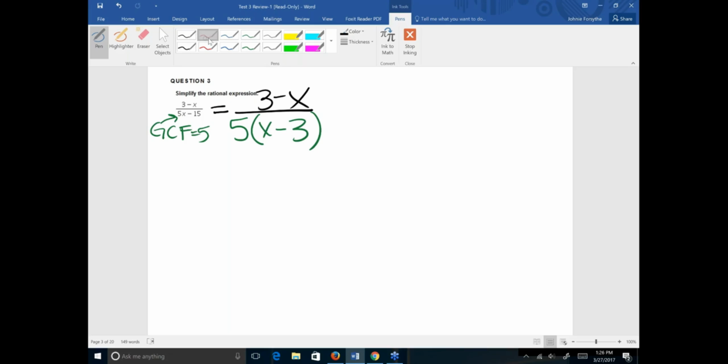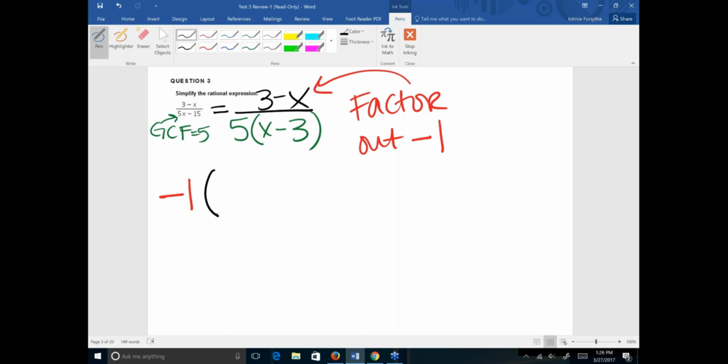So in this situation, we want to factor out negative 1 from the top, okay? Or just a negative, either way. So let's factor out negative 1 at the top. And what that is basically going to do is change our signs at the top. Because if we factor out a negative 1 from 3, we'll have negative 3. And if we factor out negative 1 from negative x, we have positive x.